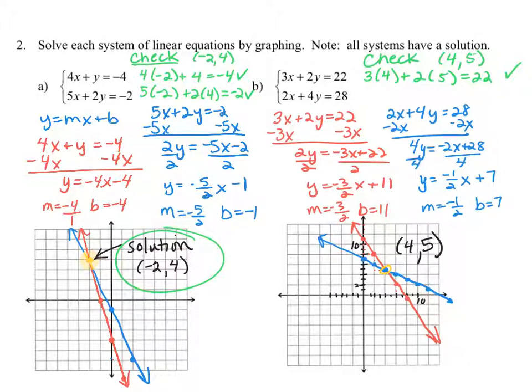Let's try the second equation. So that's 2 times 4 plus 4 times 5. That's 8 plus 20. That does equal 28. So we know that this is a solution to that system of equations.